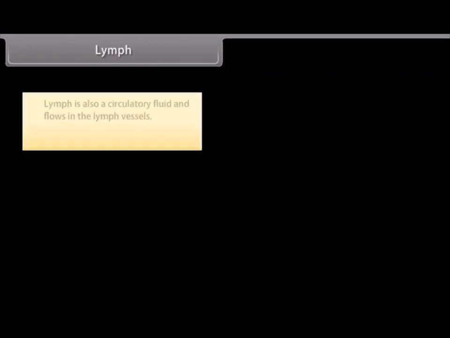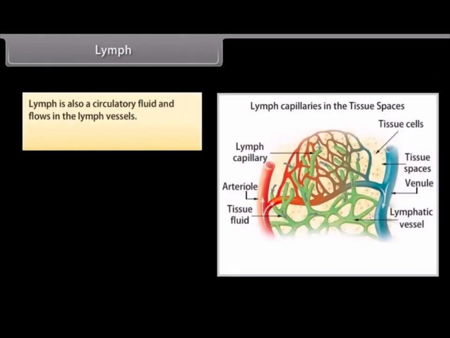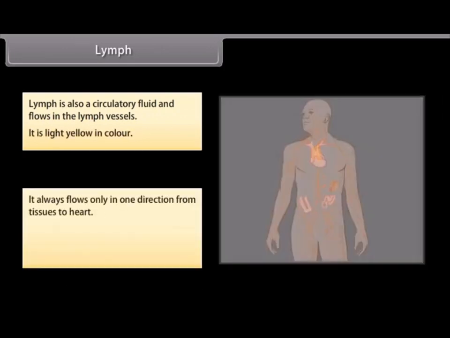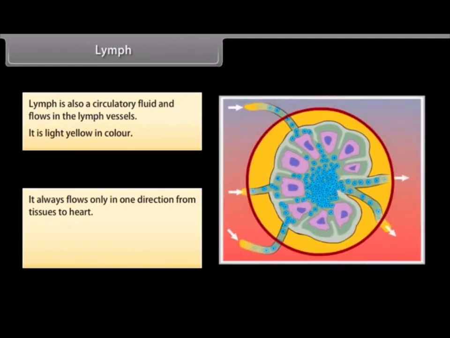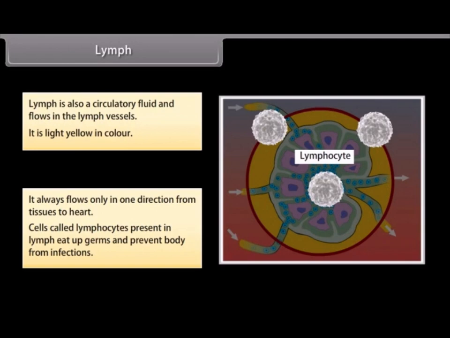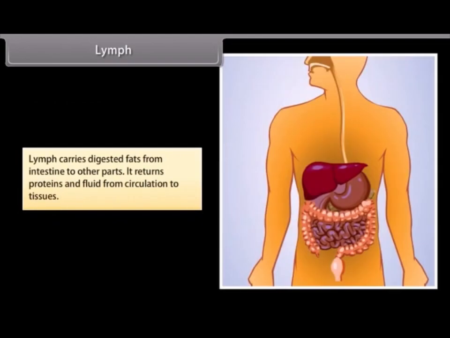Lymph. Lymph is also a circulatory fluid and flows in the lymph vessels. It is light yellow in color. It always flows only in one direction from tissues to the heart. Cells called lymphocytes present in lymph eat up germs and prevent the body from infections. Lymph carries digested fats from the intestine to other parts. It returns proteins and fluid from circulation to tissues.